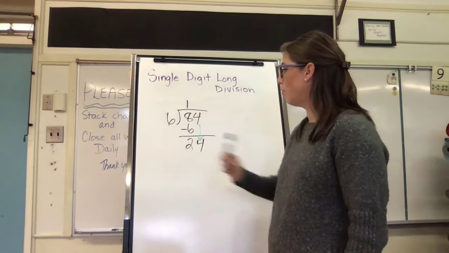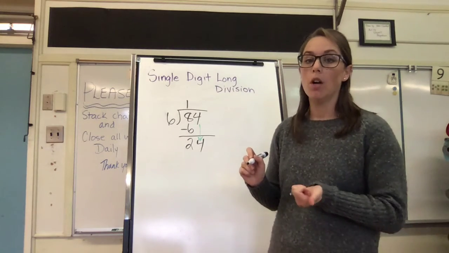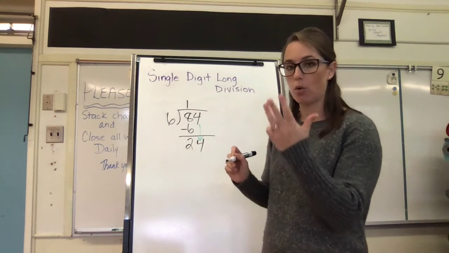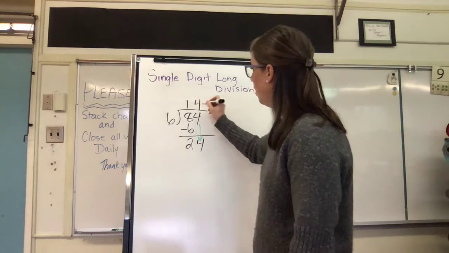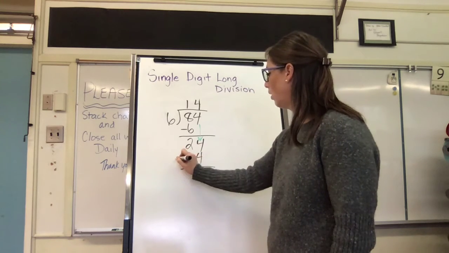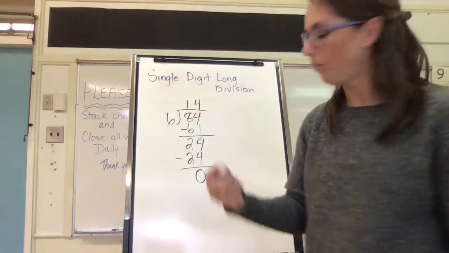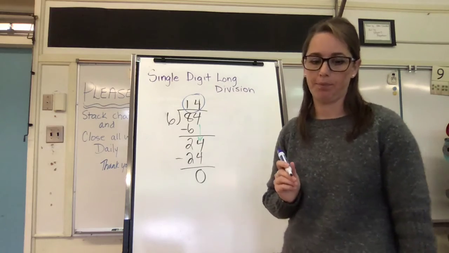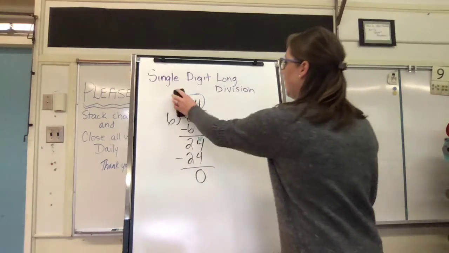And then again, how many times can 6 go into 24? If we skip count, we can get it: 6, 12, 18, 24. 4 times. 4 times 6 is 24. Subtract, we're left with 0. The quotient is 14. All right, one last one. It's pretty easy.